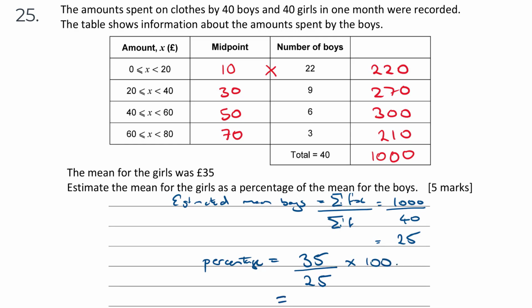So what's that then? 35 divided by 25 gives me 1.4, and times 100 is 140%. So the mean of the girls as a percentage of the mean of the boys is 140%.